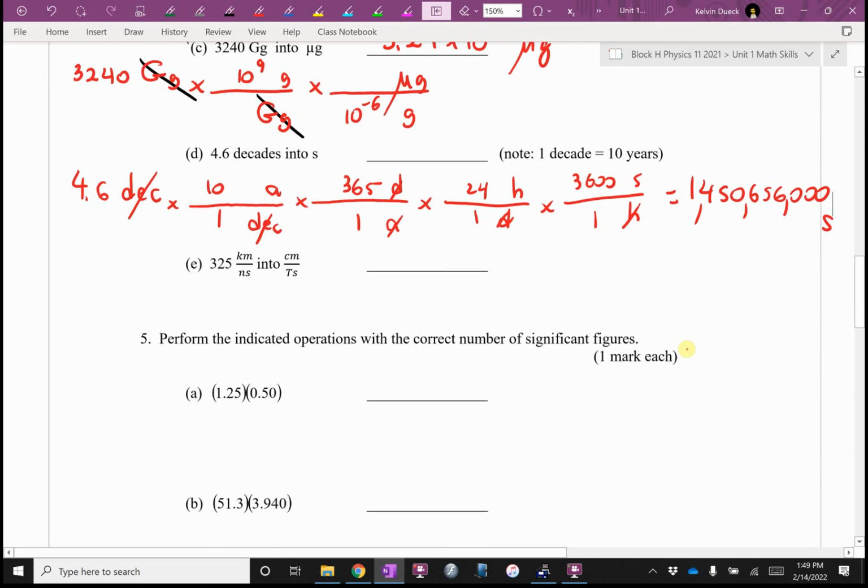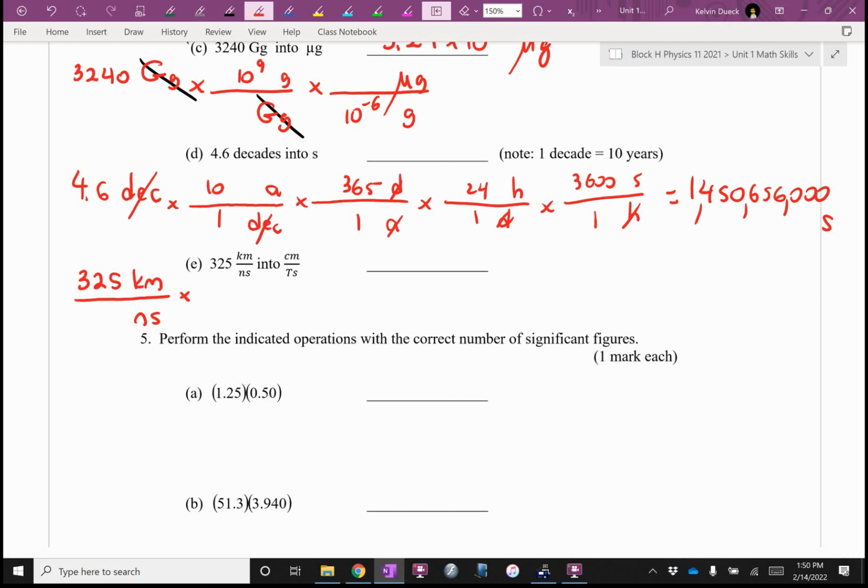E. Ooh. This is a 2-level fraction, and I'm going to write it that way. I'm going to write it as 325 kilometers on the top, nanoseconds on the bottom. Sadie, I'm going to do 2 things. I'm going to change kilometers to centimeters, and I'm going to change nanoseconds to teraseconds. I'm going to do them separately. I'll do kilometers to centimeters first. That's going to be a 2-step.